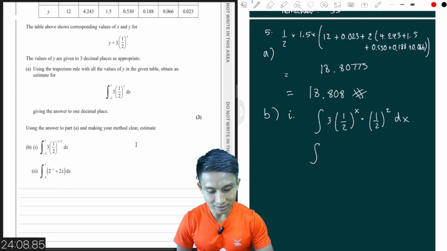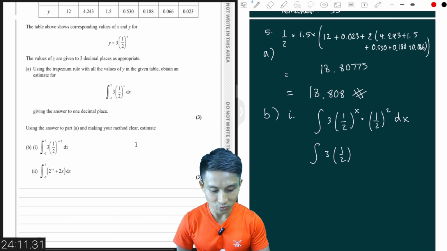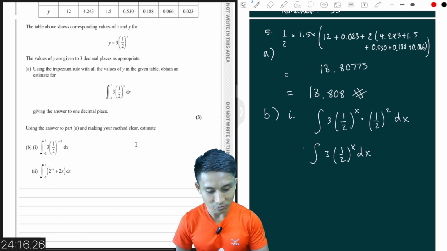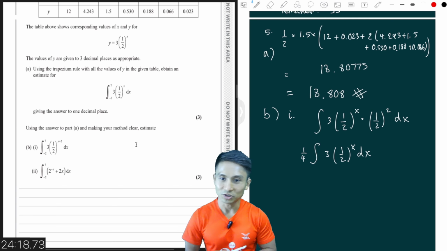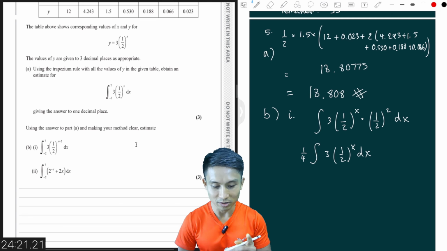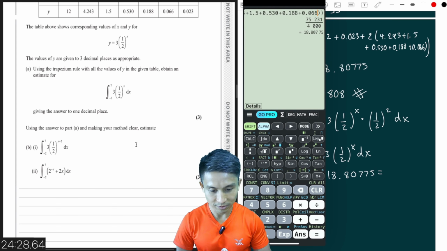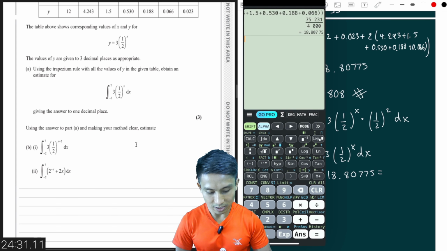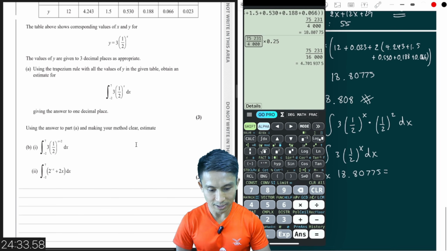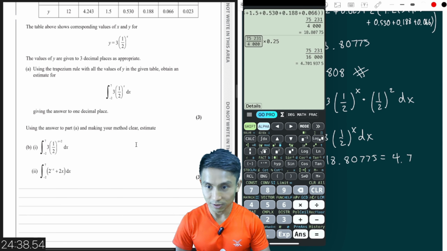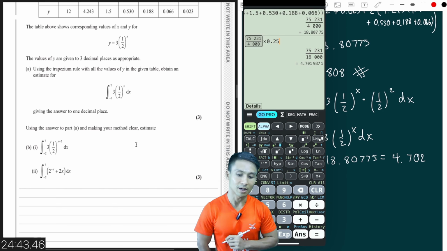So basically this is the same as this, which is what you got earlier. Or you can take this out of the integrand. That would just be 1 over 4. So basically it's just a quarter of what you got in part A, right? I'm just going to use a more precise value, so I'm just going to do equal and then answer times a quarter. Yeah, that makes sense. So that's 4.7. Just going to do 3 decimal places too, like that.